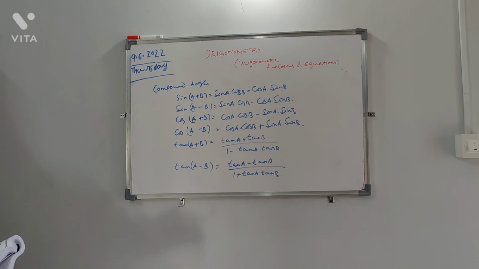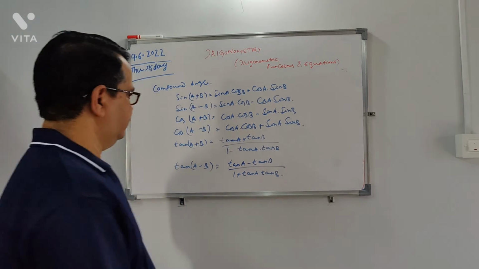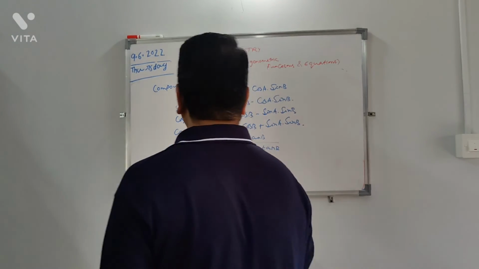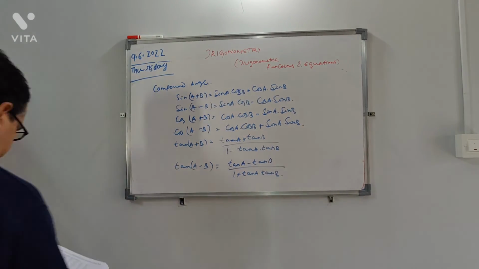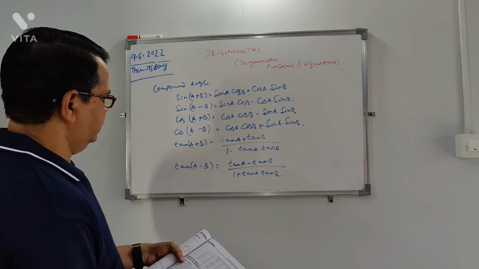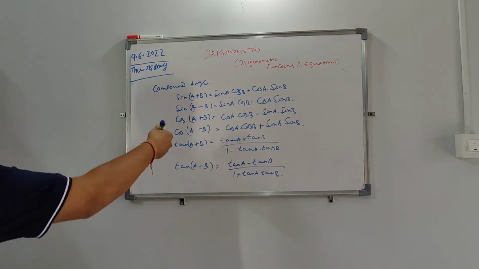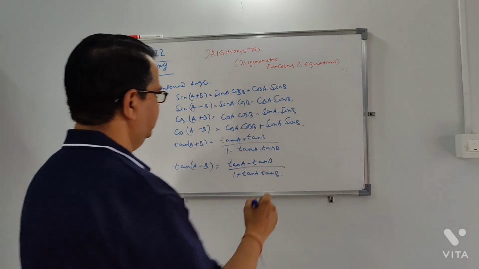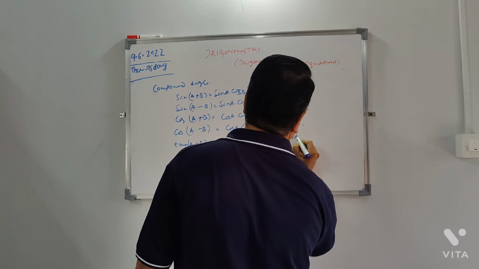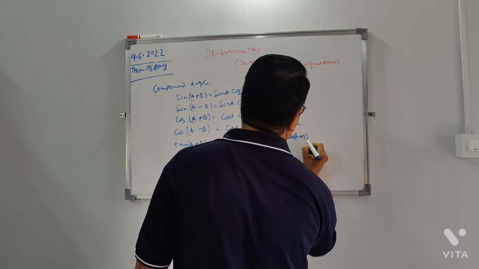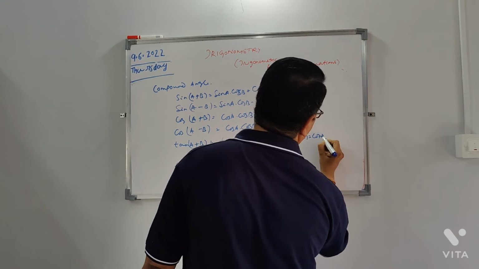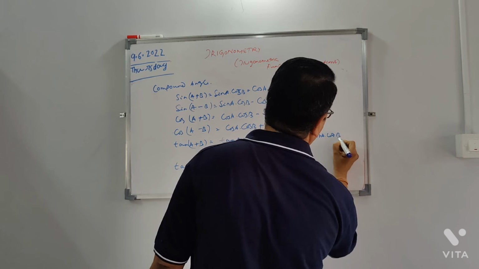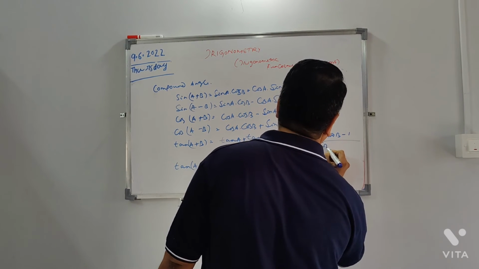Similarly, cot A plus B. It will be a bit reversed. You just reverse it, but you have to write it in terms of cot. So cot A plus B is equal to cot A into cot B minus 1 divided by cot A plus cot B.